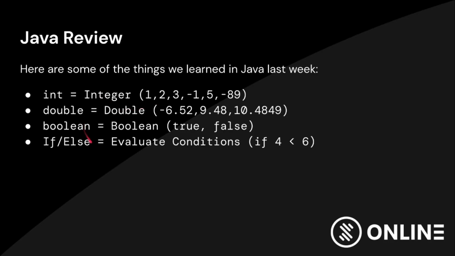We talked about booleans. So a boolean is a true false value. So it's 1 or 0, yes or no. And then those evaluate conditions for if else statements. So if 4 is less than 6, that's true.